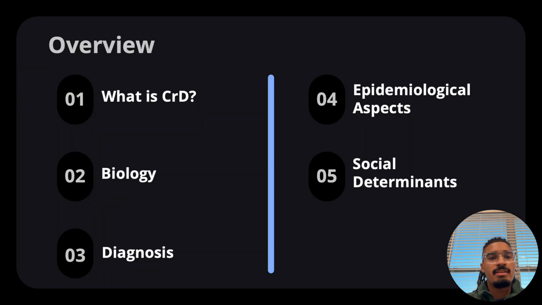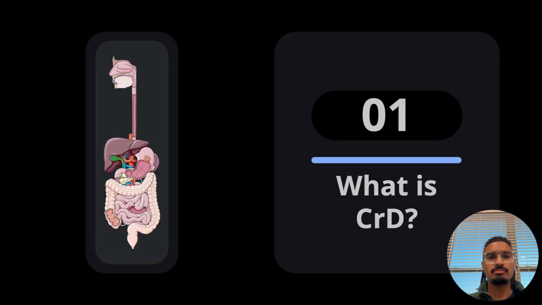Now before I get into everything, I wanted to give a quick overview of what I'm actually going to be presenting on. So first I want to give a little bit of information on what Crohn's disease is, and I'm going to start referring to it as CRD. Next I'm going to get into the biological aspects of Crohn's disease. Then I'm going to get into the process of actually diagnosing the disease. Then I'm going to get into the epidemiological aspects of the disease, and then I'm going to start talking about the social determinants. So what is Crohn's disease?